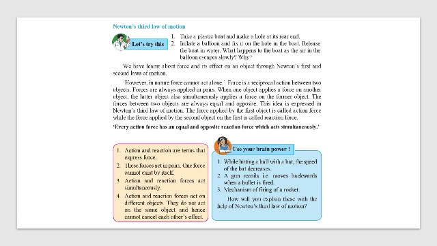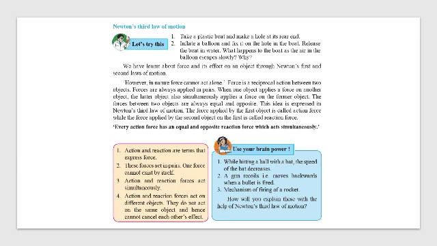Action and reaction are terms that express force. They always act in pairs. One force cannot exist by itself. Action and reaction forces act simultaneously. Action and reaction forces always act on different objects. Your hand is doing the action, the ball is giving the reaction. They do not act on the same object and hence cannot cancel each other.